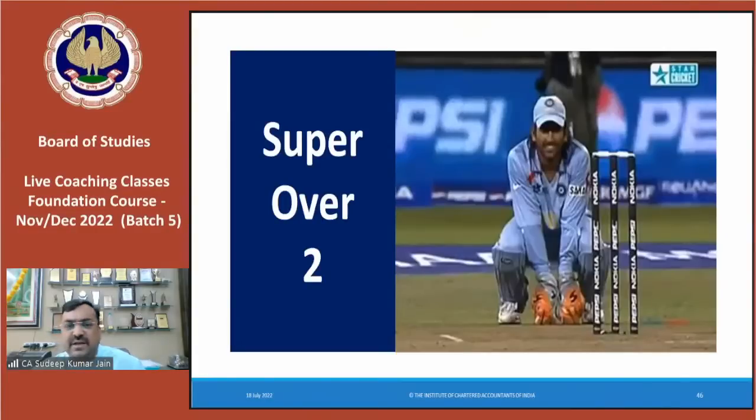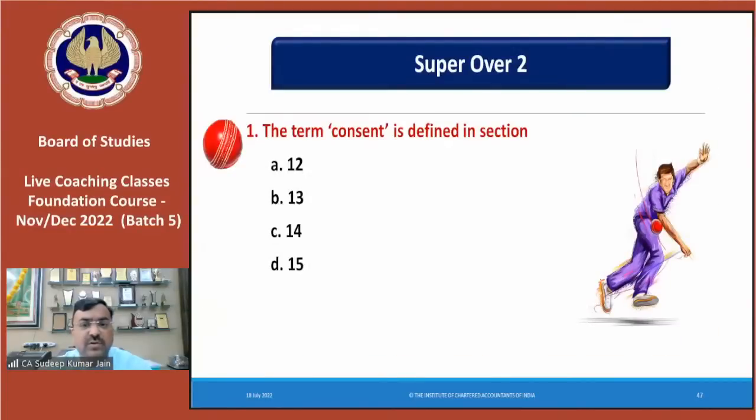Unconscionable bargains. Unconscionable bargain means unreasonable. Is it necessary to have a blood relationship? No, but it should be a near relationship. Whether to write the answer in the exam in Hindi or English depends on which medium you have selected. Okay, so super over 2 is starting.